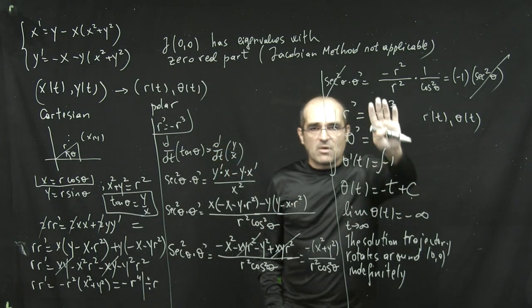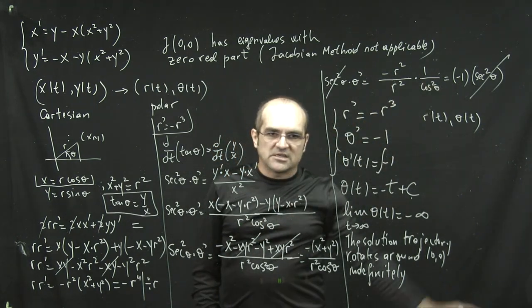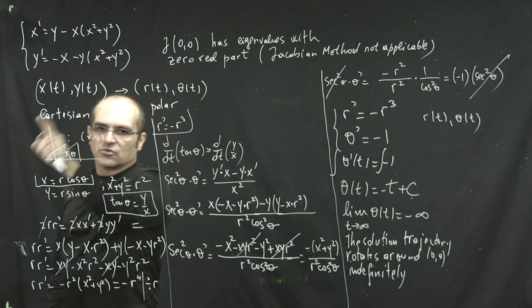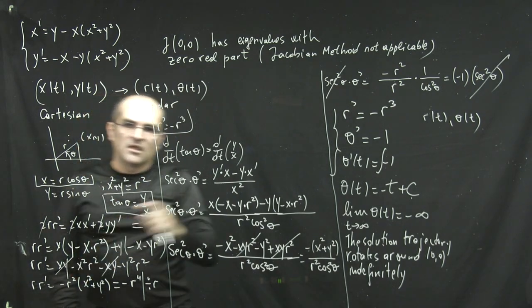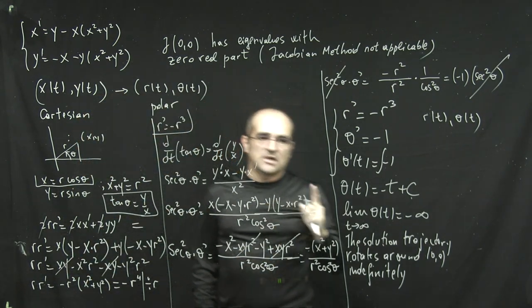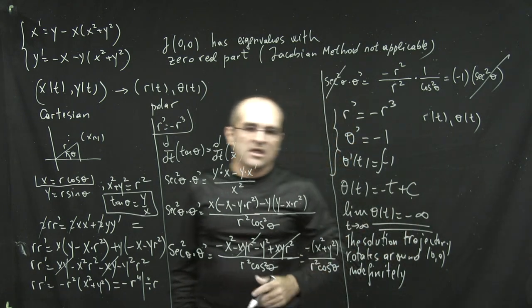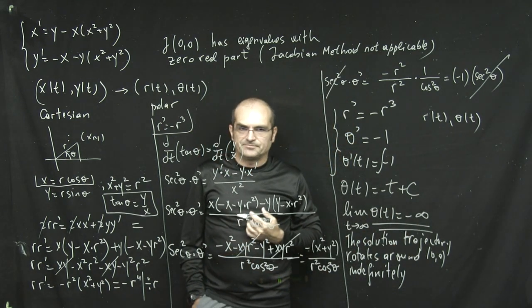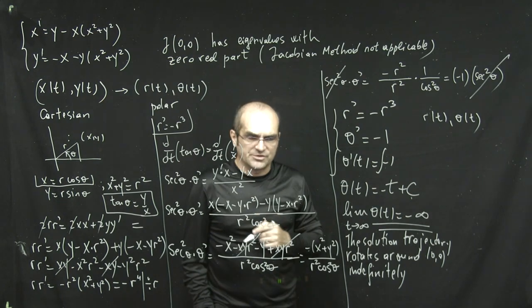Again, we're not talking about what r does. Theta tells me that no matter where you start, the solution wraps around the origin and keeps on doing it without stopping. There's no stopping because theta of t goes to minus infinity. It keeps on going around the origin.